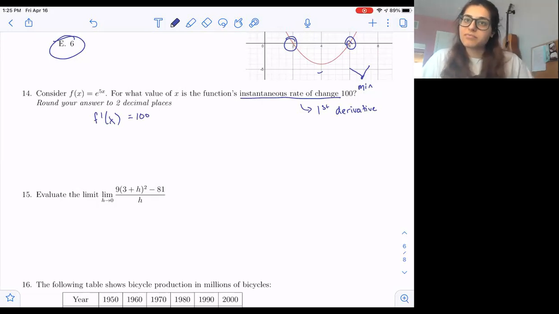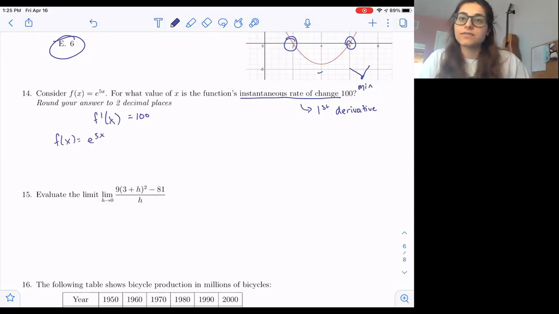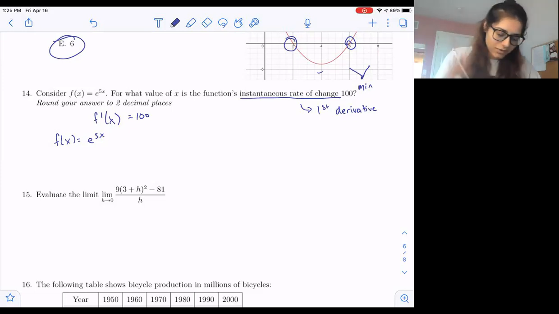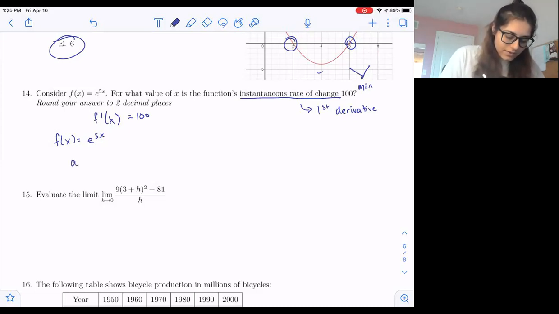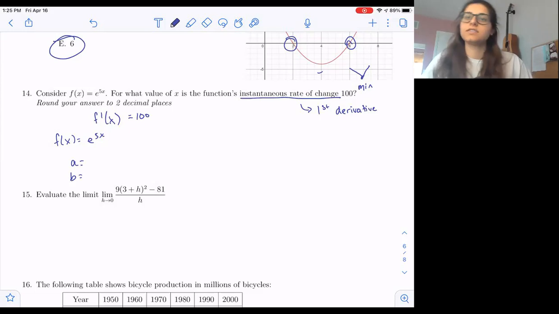First step is to find f prime x. So we have f of x equals e to the power of 5x. In this case, you're going to use the chain rule. With e to the power of whatever, I kind of just memorized this, but we'll go through chain rule anyways, because the less you have to memorize, the better. We're going to choose two variables to use the chain rule with. Traditionally it's f of x and g of x, but I prefer a, b, because it's not as confusing with the f of x we already have.